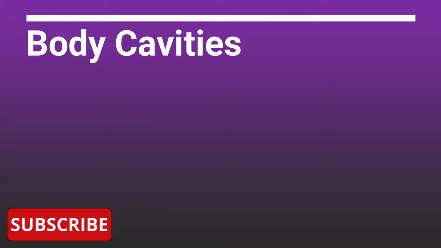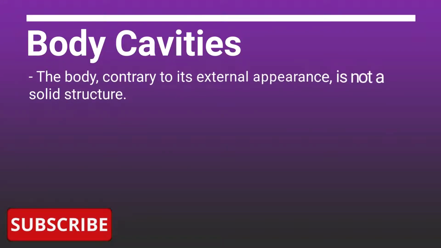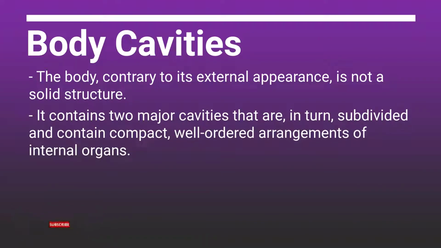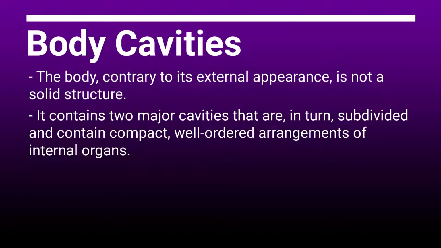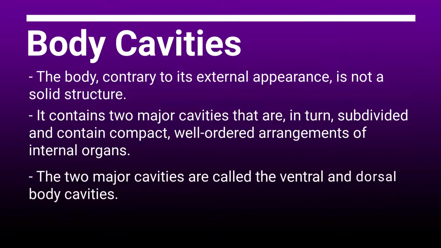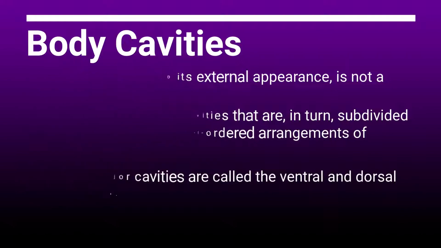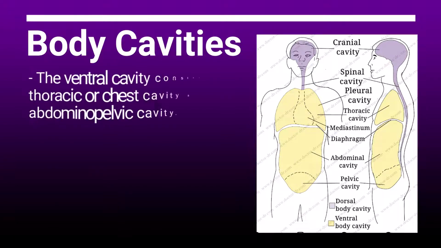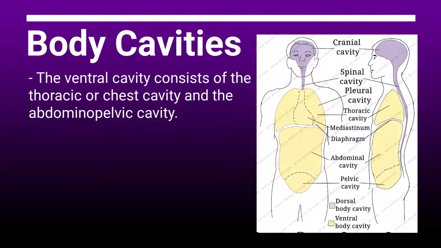Body cavities. The body, contrary to its external appearance, is not a solid structure. It contains two major cavities that are in turn subdivided and contain a compact, well-ordered arrangement of internal organs. The two major cavities are called the ventral and dorsal body cavities. The location and outlines of the body cavities are illustrated in this figure. The ventral cavity consists of the thoracic or chest cavity and the abdominopelvic cavity.